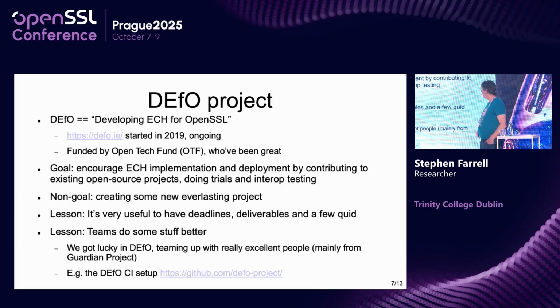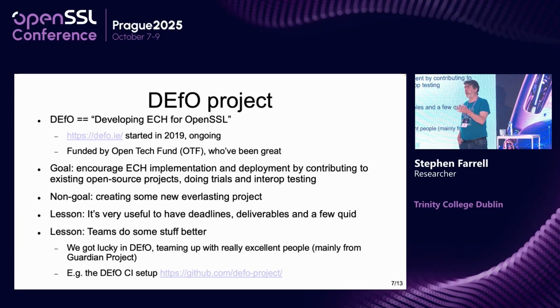And we actually got quite lucky. We were working with people from the Guardian project, a loose collective of people working on internet freedom technologies. And we got lucky in that some of them were very good, and they had lots more skill in setting up CI systems and so on. So in the DEFO project, we have a CI setup that daily merges our code with the upstream for various projects, runs tests, and that allows us to detect things pretty nicely.